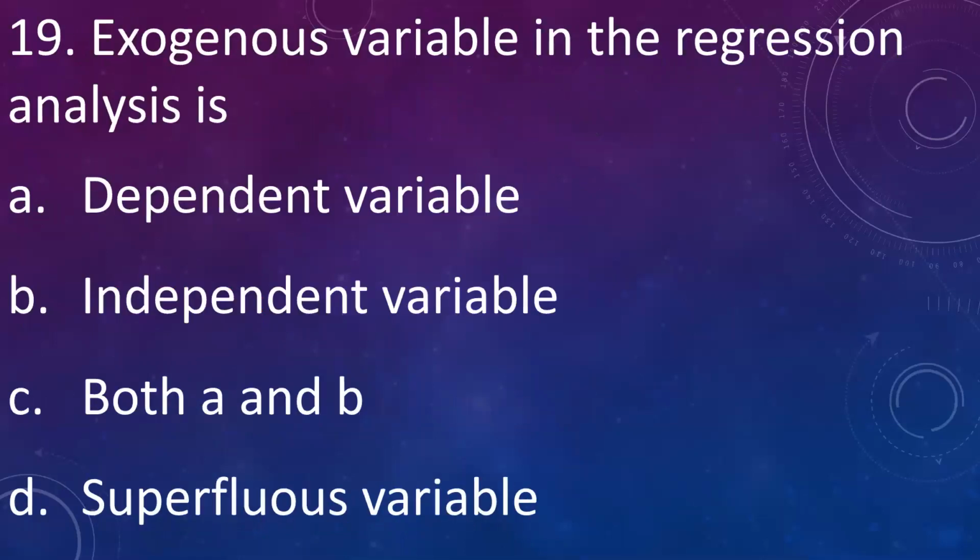Exogenous variable in regression analysis is A. Dependent variable, B. Independent variable, C. Both A and B, D. Superfluous variable. Answer is B, independent variable. Exogenous variables are those variables whose values are not affected by any other variable. So that variable is nothing but our independent variable.